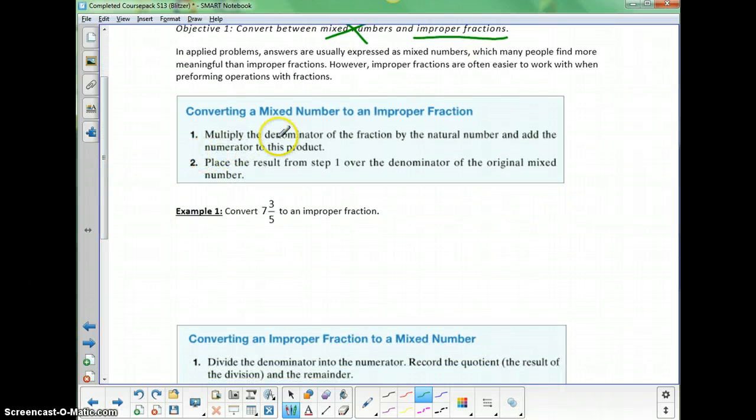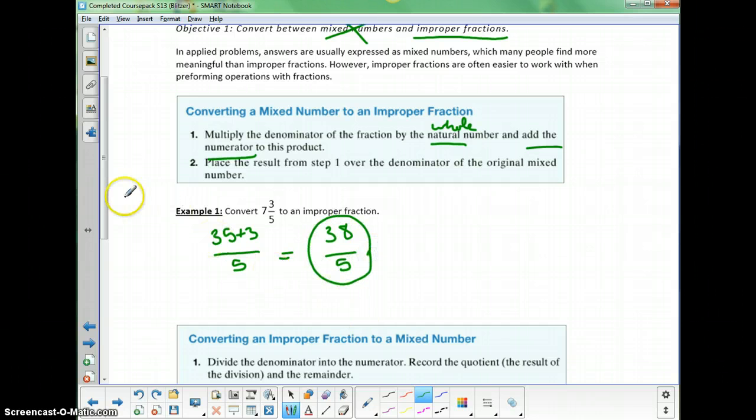the first step is to multiply the denominator by the whole or natural number. So 7 right here times 5 right there will be 35, plus the 3 that's already in the numerator over the original denominator. Okay? So multiply the denominator by the natural number, and the natural number is just the whole number part of it. And then add the numerator. Okay? And then the final answer for this improper fraction, so 7 times 5 is 35 plus 3 is 38 fifths. Okay, and that's my improper fraction.